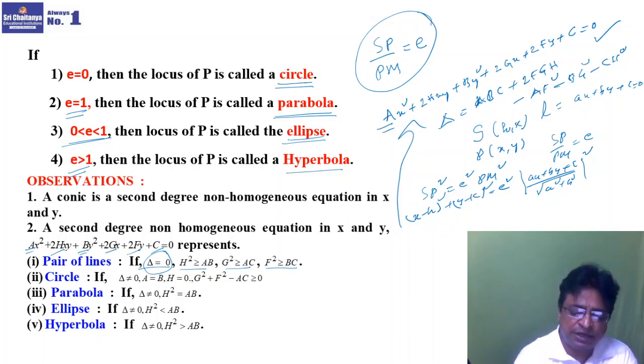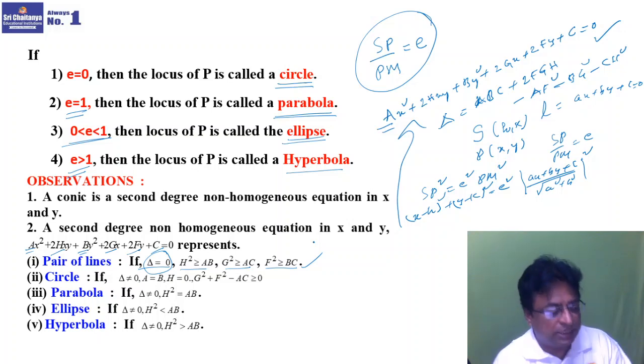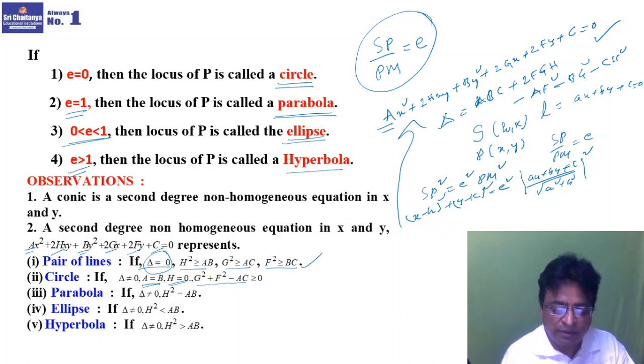So whenever delta equals 0 and h square is greater than or equal to ab, g square is greater than or equal to ac, and f square is greater than or equal to bc, this second degree non-homogeneous equation represents a pair of lines. If delta is not equal to 0, the coefficient of x square equals the coefficient of y square, the coefficient of xy equals 0, and moreover g square plus f square minus ac is greater than or equal to 0, then it represents a circle.